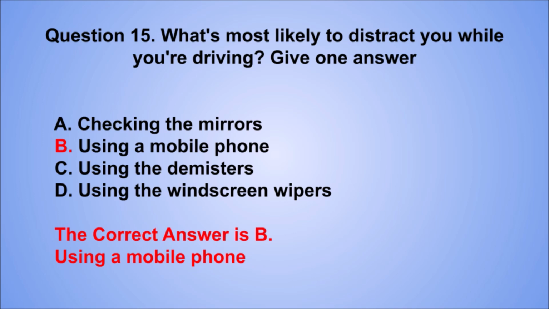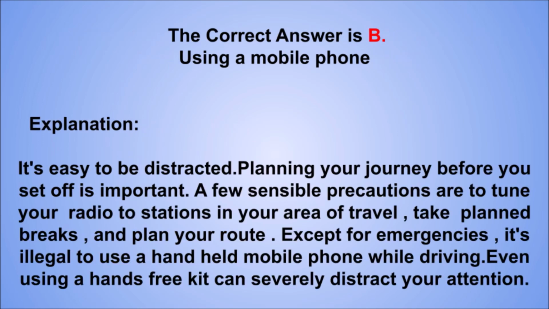Using a mobile phone. Explanation: it's easy to be distracted. Planning your journey before you set off is important. A few sensible precautions are to tune your radio to stations in your area of travel, take planned breaks, and plan your route. Except for emergencies, it's illegal to use a handheld mobile phone while driving. Even using a hands-free kit can severely distract your attention.